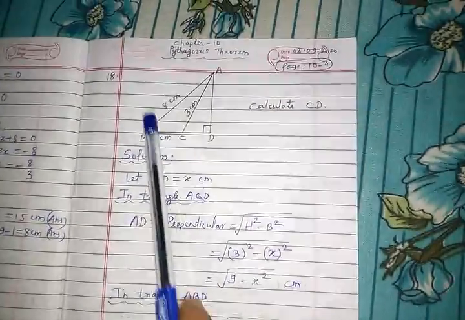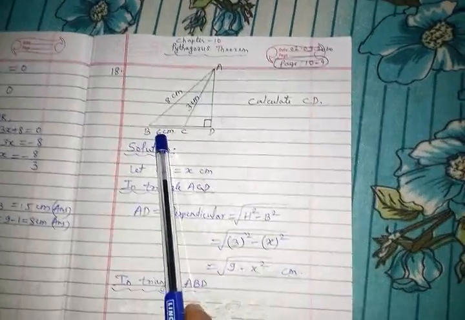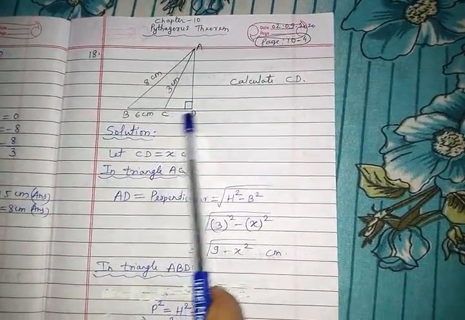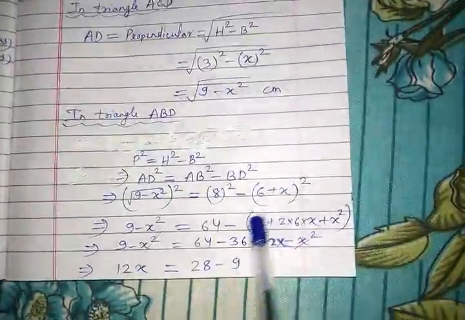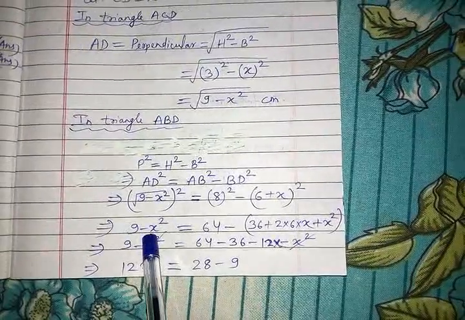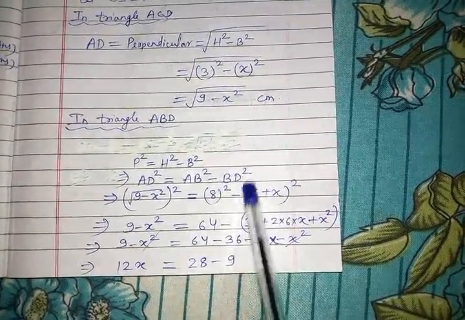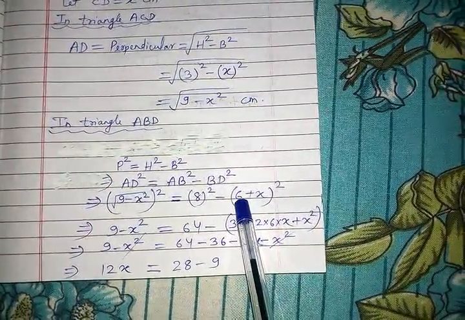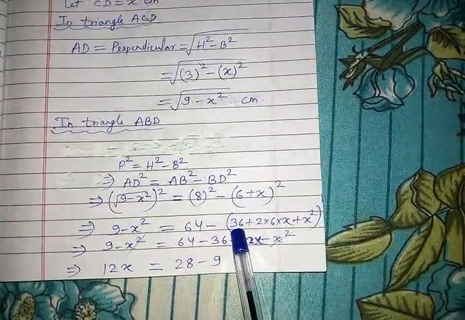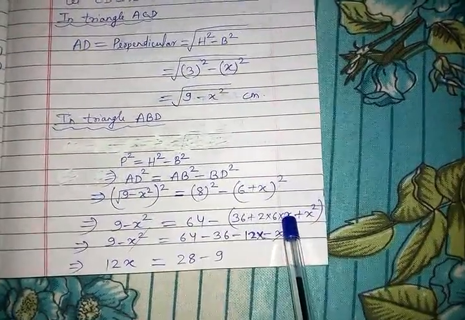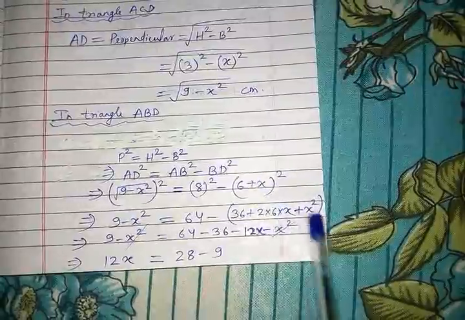As for the rest, AB is 8, given here, and base is BD, and BD is 6 plus x, because BC is 6 and CD is x. So 6 plus x whole square. So all the respective values have been put here, and now as you know, root over vanishes. 9 minus x square equal to 8 square is 64 minus, this is the formula of (a plus b) whole square. Here a is 6, a square means 6 square is 36, plus 2 into a into b, a is 6, b is x, plus b square, that is x square, b is x here.